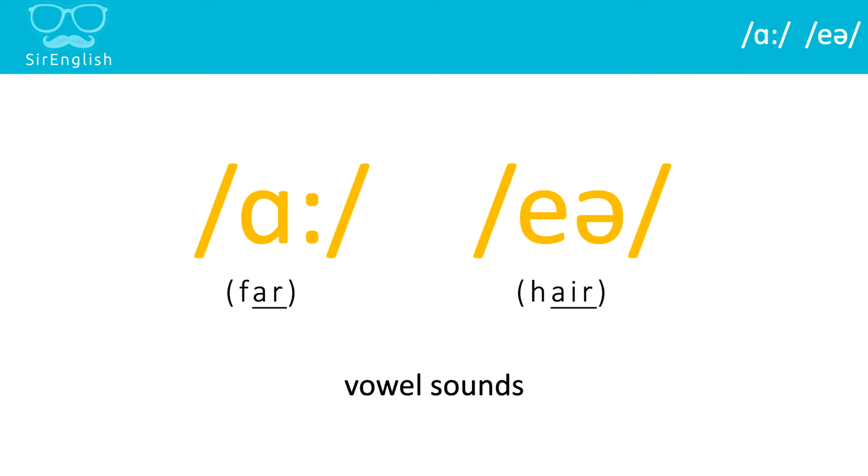These are the two vowel sounds we're going to focus on in this lecture. Ah, as in far, and air, as in hair. So the first thing you noticed, I'm sure, is that the first vowel is long.